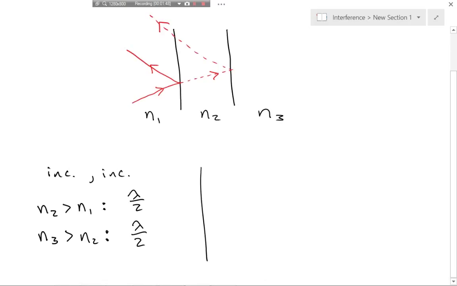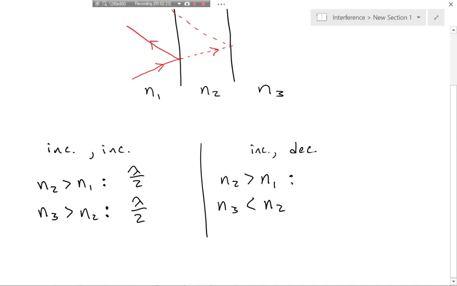Now, the other possibility is that the index of refraction increases over the first interface and then it decreases over the second interface. So we have it increasing and then decreasing. That means that the index of refraction of material 2 is greater than it is for material 1, and the index of refraction for material 3 is less than it is for material 2. So we have a material with a high index of refraction sandwiched between two materials with a lower index of refraction. This is, for example, what happens if you have a thin film in air.